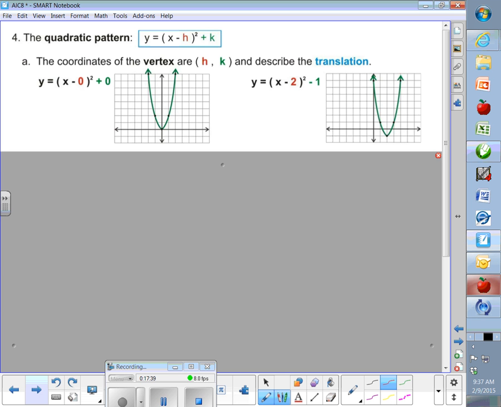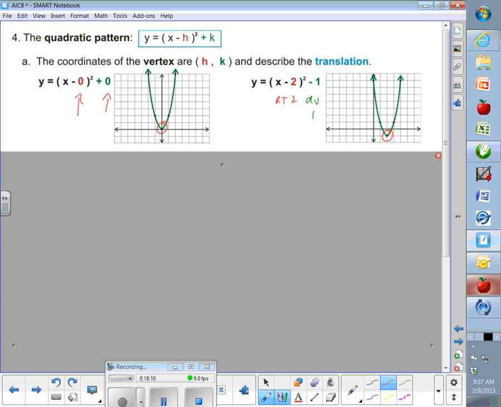And if you'll notice, the same principle applies. Look on the left. h and k are 0. Where's the vertex? At 0, 0. What should happen on the one to the right? We should go right 2, and we should go down 1. Do you agree? And look what happened to the original parabola. It went right 2, and it went down 1.